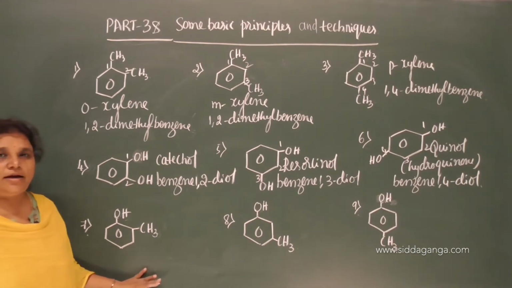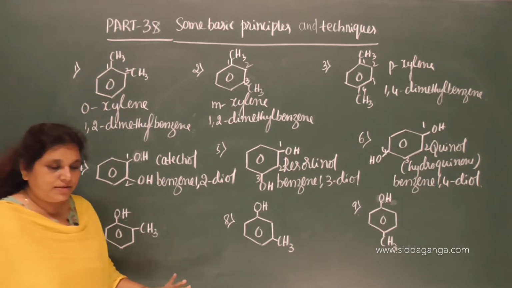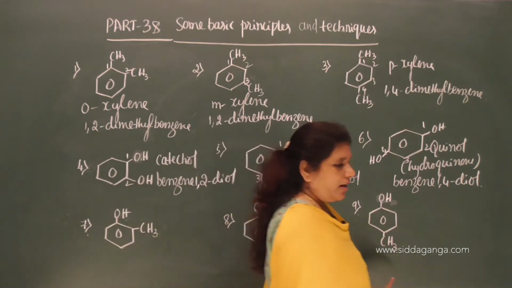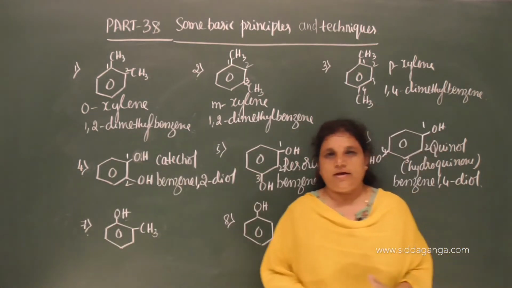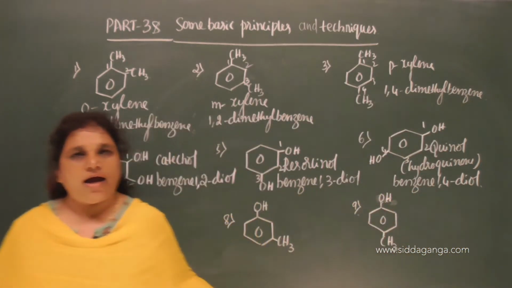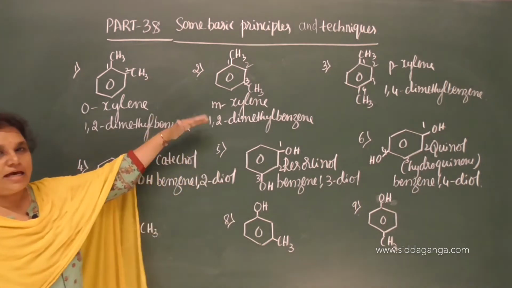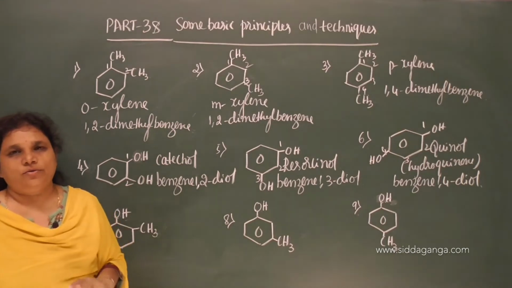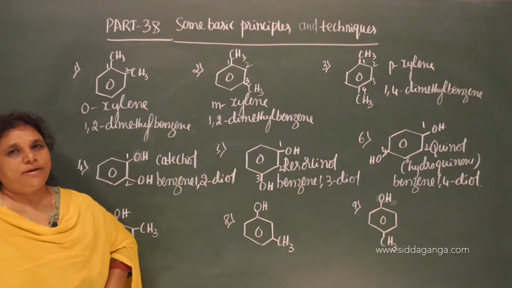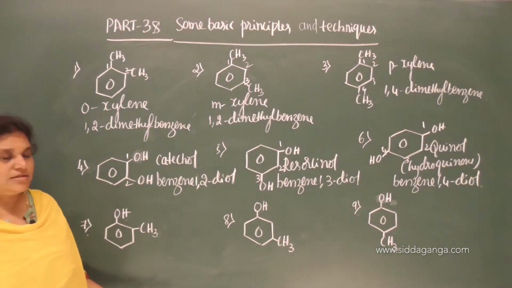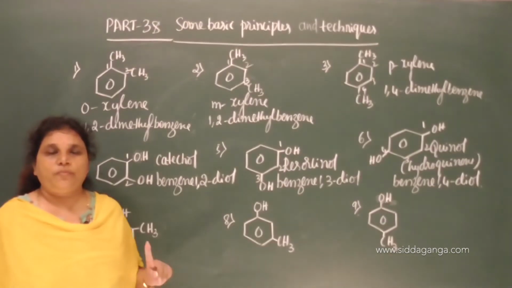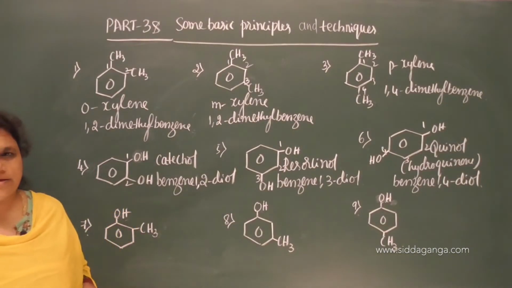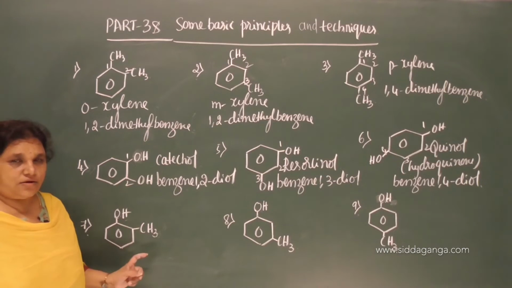Whenever benzene contains an OH group and a methyl group, then they are called cresols. What are they called? Cresols. So as I have taken the xylenes, xylenes are nothing but two methyl groups substituted benzene, commonly called xylenes, whereas if one methyl group and one OH group are present, then they are called cresols. Okay.